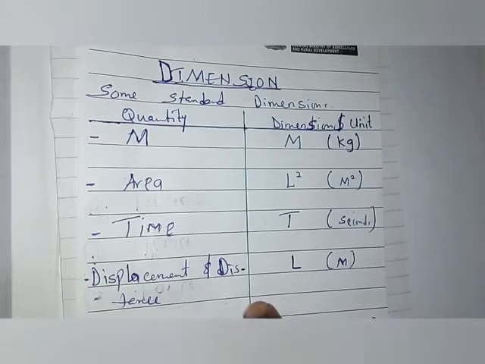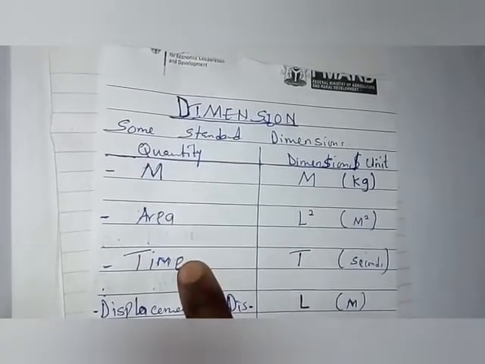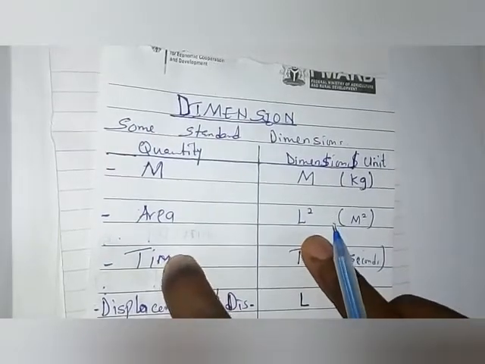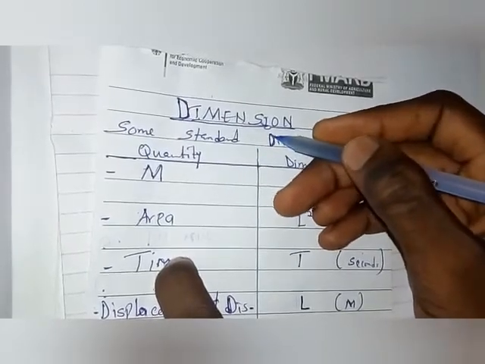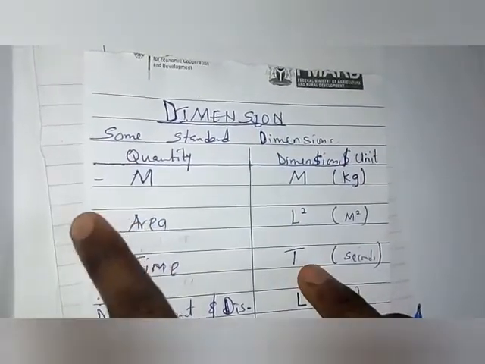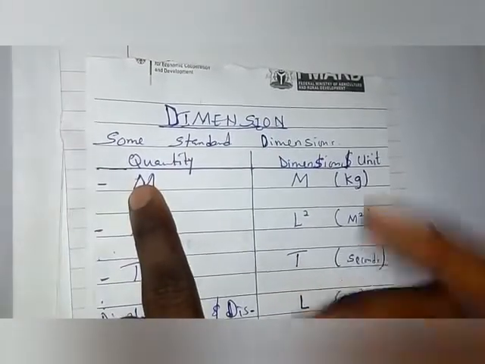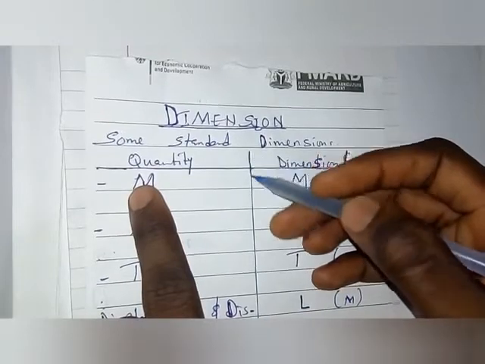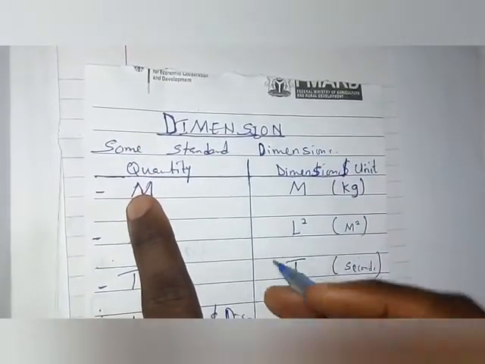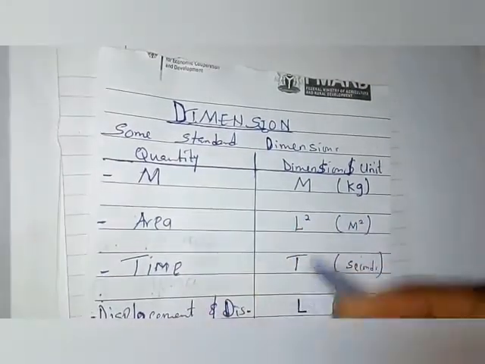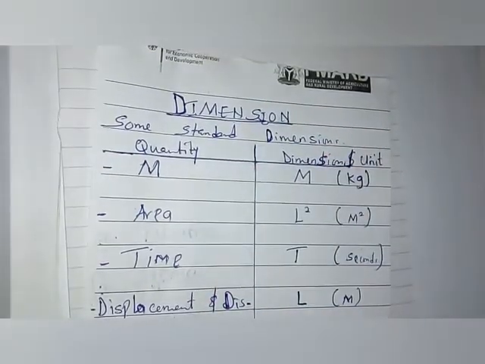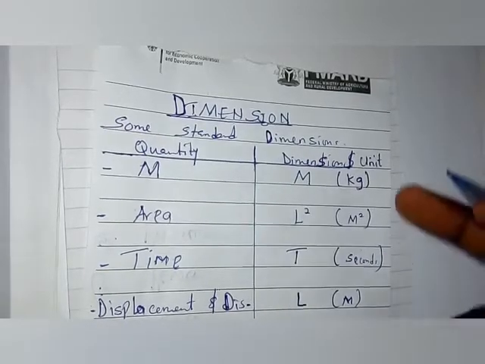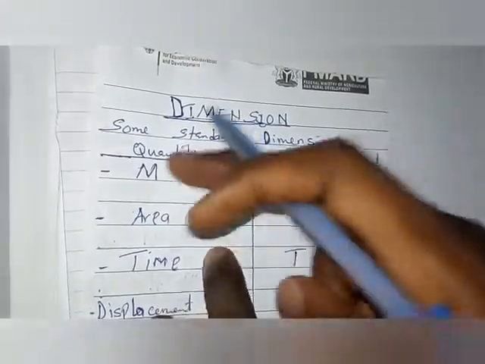So today I'm going to treat dimension in physics. So in physics, what is dimension? Dimension is just a term we use. It shows the relationship between the fundamental quantities and the derived quantities. Through dimension, we can use the method of dimension. We also use it to understand some of the units of the quantities in physics.